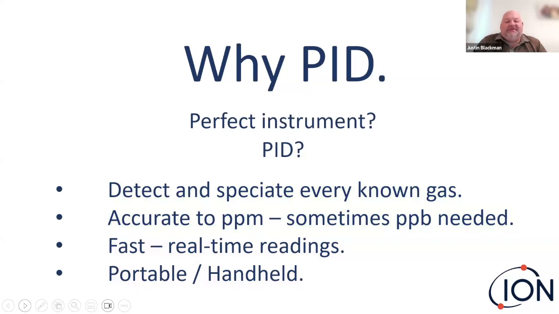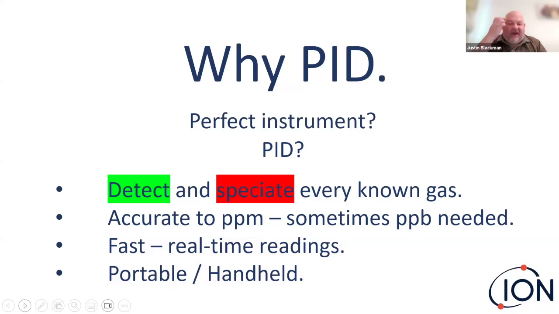Is PID able to detect and speciate every known gas? Well, we can detect them, or most of them, but we cannot speciate. And I just want to be very careful on that point. Although we can detect hundreds of different volatile organics, we cannot speciate. Even though our handheld instruments might tell us a reading on the screen, for example, benzene, the instrument would still respond to other volatiles. So a very important thing to point out there.